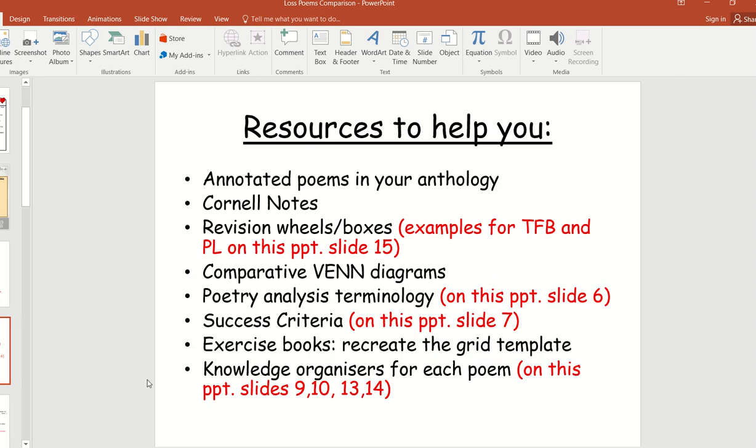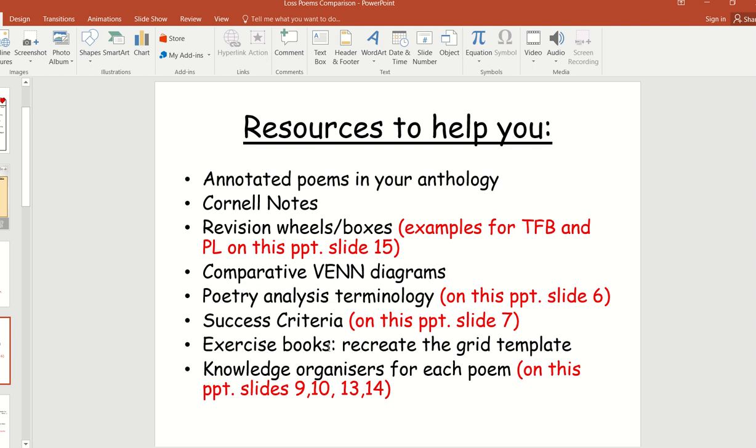Now, the resources that you've got to help you with this: you've got your annotated poems in your anthology, you've got your Cornell notes, you've got your revision wheels and your boxes, and I've also added some examples of revision wheels from The Farmer's Bride and Porphyria's Lover, which I've stolen from Faye, so thank you very much for that. You've also got your comparative Venn diagrams, you've got your poetry analysis terminology when we're trying to think about techniques, which is on slide 6. We've got our success criteria on slide 7.